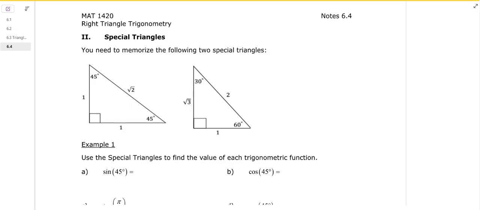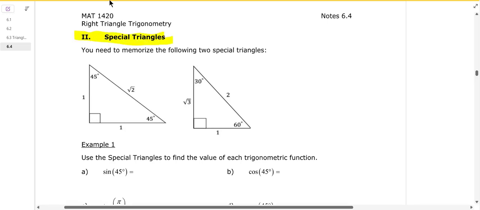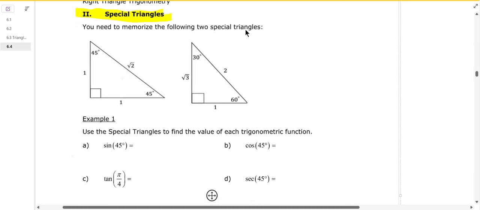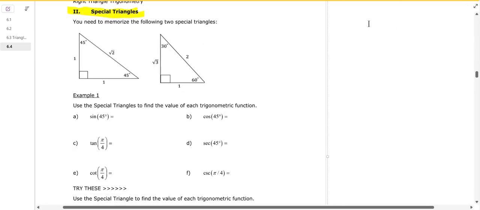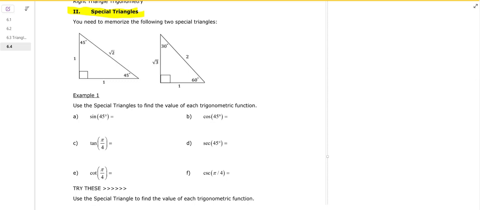In this video, it's going to be a very short video, we're going to look at special triangles and how they relate to our 6 trig functions. So we've already talked about the special triangles. We looked at that in a previous section.